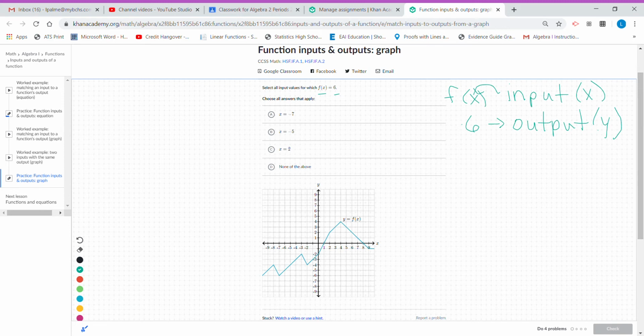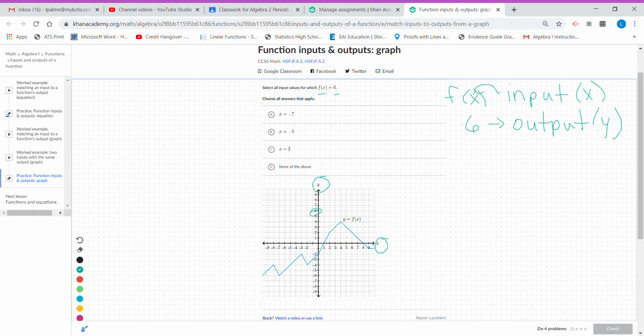Now on a graph, remember this is your y-axis, this is your x-axis. We have our function here. It looks kind of like a stock graph, which we call a line graph. So 6 being our output, it's our y value. So on the y-axis, we find 6, which is right here.